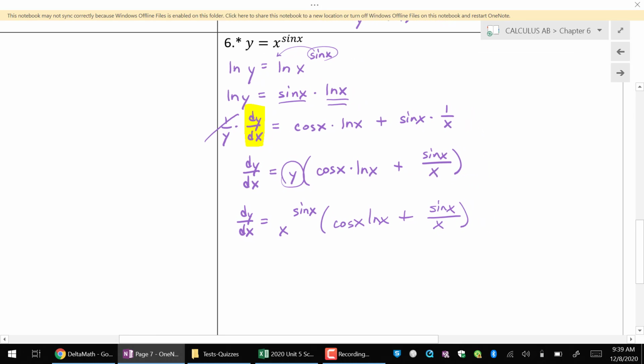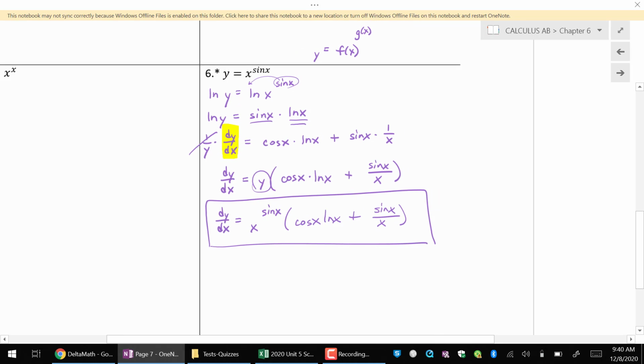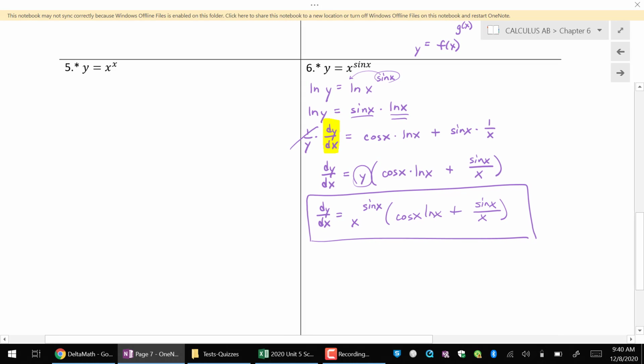That's called logarithmic differentiation, a strategy that helps us find the derivative if I have a power raised to another power. And that's what differentiating logs is all about.